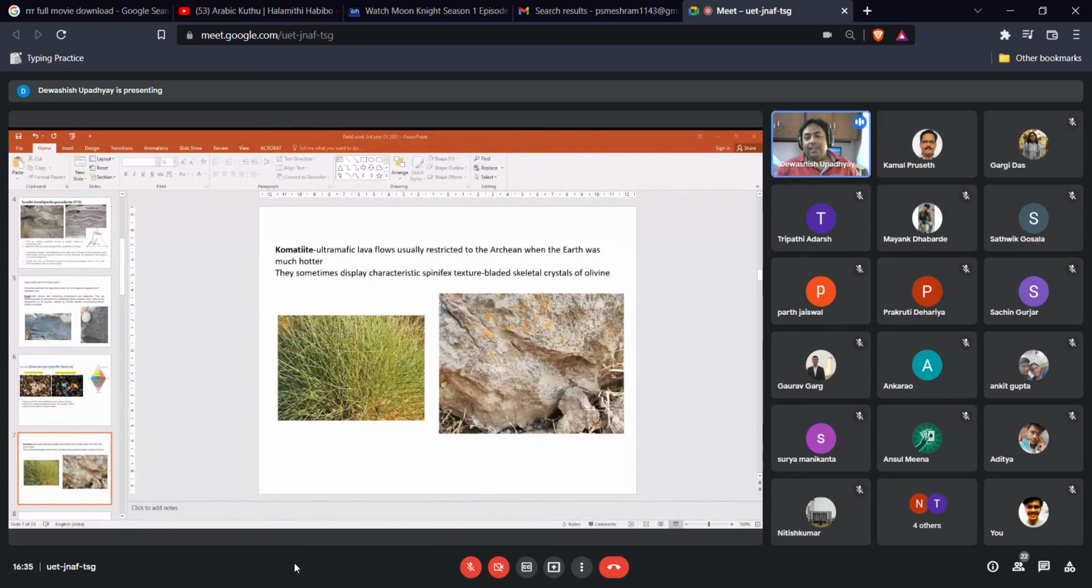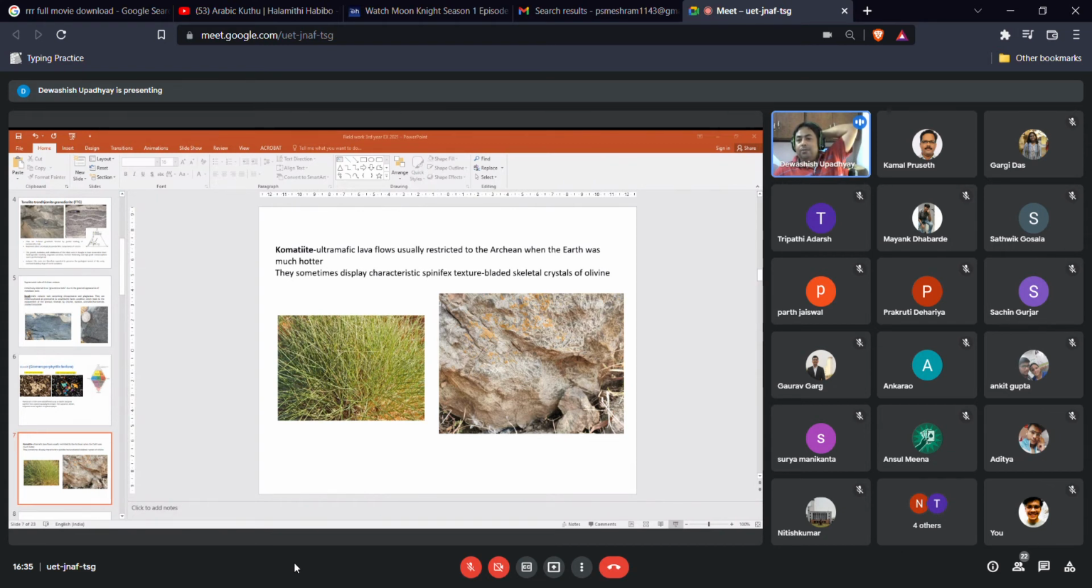Okay. So as I said, the supracrustal belts also contain ultramafic lava flows, which are called komatiites. Komatiites, as I said, are ultramafic lavas which are restricted to the Archean, when the Earth was much hotter. Now, a characteristic feature of these komatiites is how they appear on the weathered surface.